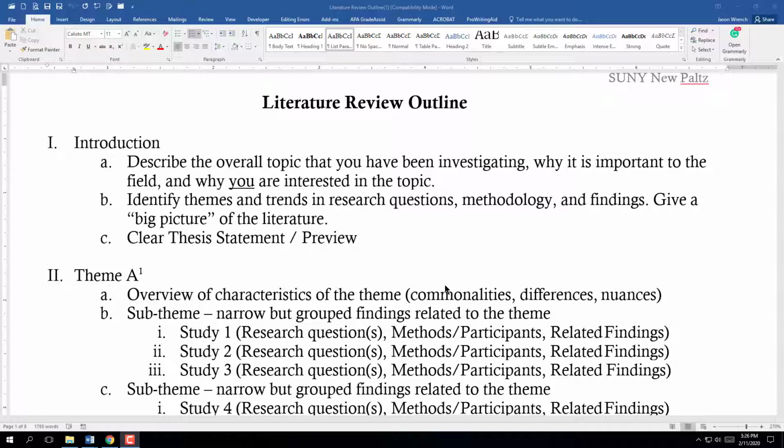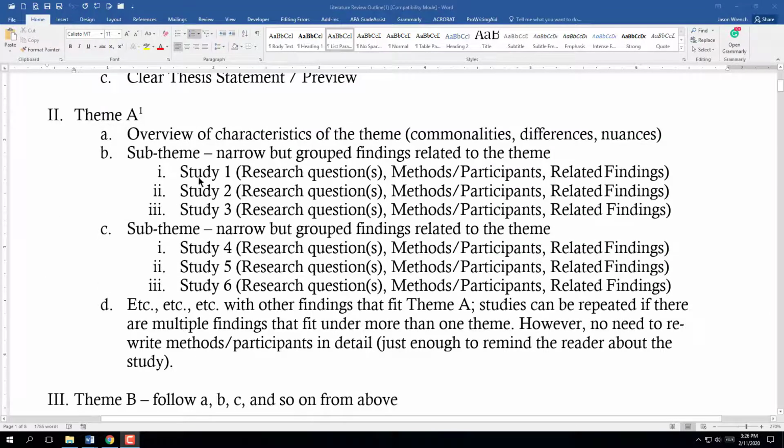From there, you move into the various themes that you are going to cover within your literature review. So here's what I have in front of me. I have what I call Theme A. And basically Theme A could be almost anything. It could be a specific variable. It could be a theory that you're exploring.